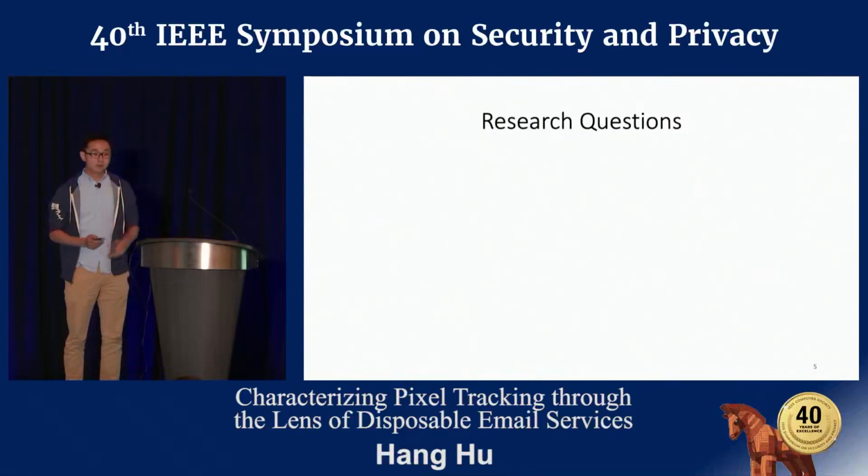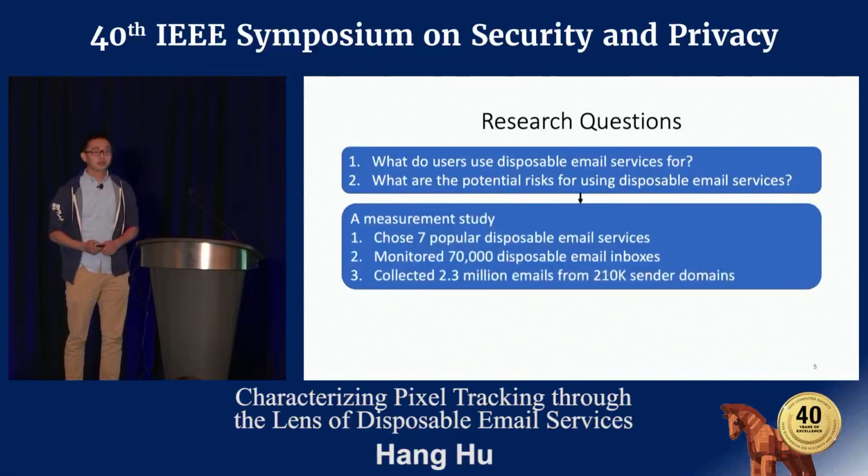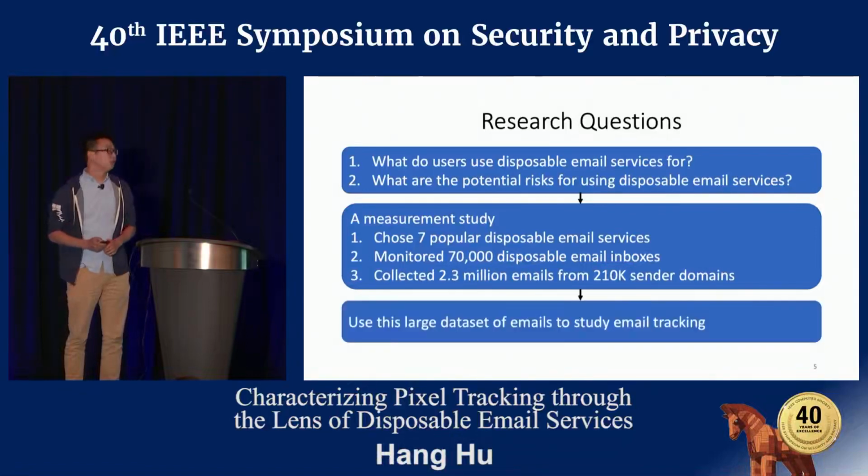Here, we have two research questions. First, why do users use disposable email services, and what are the potential risks of using them? To understand those two research questions, we did a measurement study. We chose 7 disposable email services and monitored 70,000 disposable inboxes. And in total, we collected 2.3 million messages from 210,000 sender domains. And finally, we used the collected messages to study email tracking.